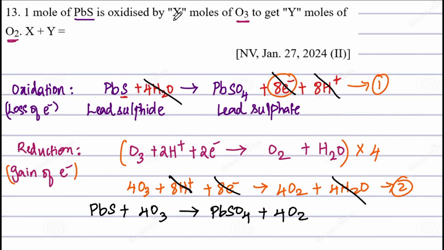So here in the question it is mentioned X moles of O3 and Y moles of O2. So how many moles of O3 are there? The value of X is 4. How many moles of O2 are there? The value of Y is also 4. So what is X plus Y? So X plus Y is equal to 4 plus 4, that is equal to 8. So the answer for this question is 8.